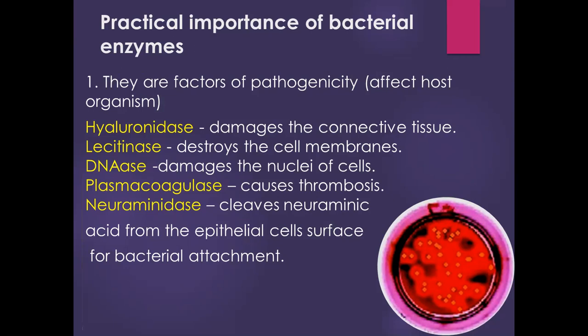The neuraminidase enzyme cleaves neuraminic acid from the epithelial cell and helps bacteria to attach to the human cell. And attachment is the first stage of the infection process. If bacteria don't attach, they are easily removed from the mucosa, but after attachment, they start to multiply and colonize the surface and they invade tissue. So this enzyme is very important in the pathologic process caused by these bacteria.